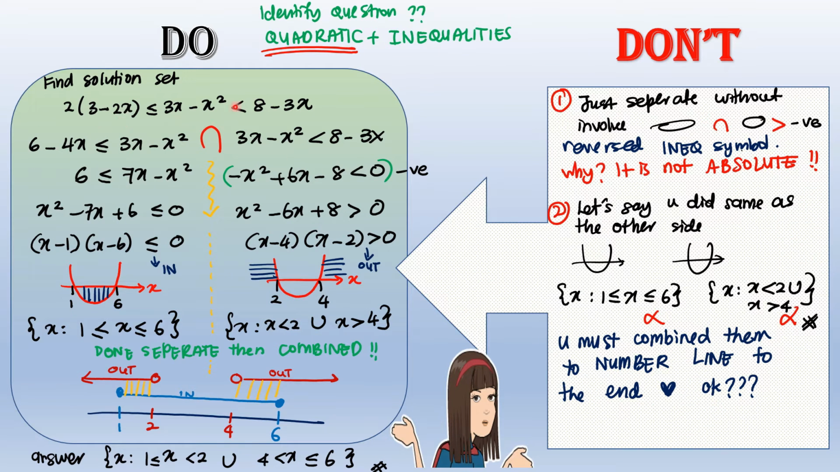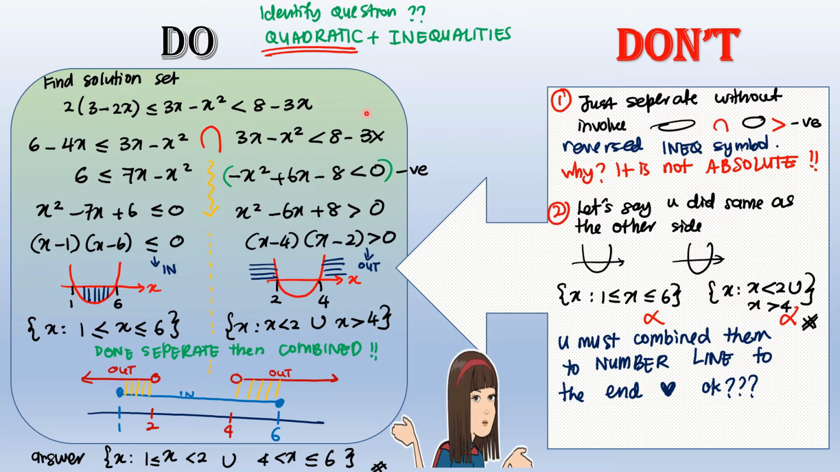So let's identify what our equation is. You have x squared, so here is quadratic inequalities. You have two symbols, so separate to the left, separate to the right, without changing anything. You don't have to reverse.